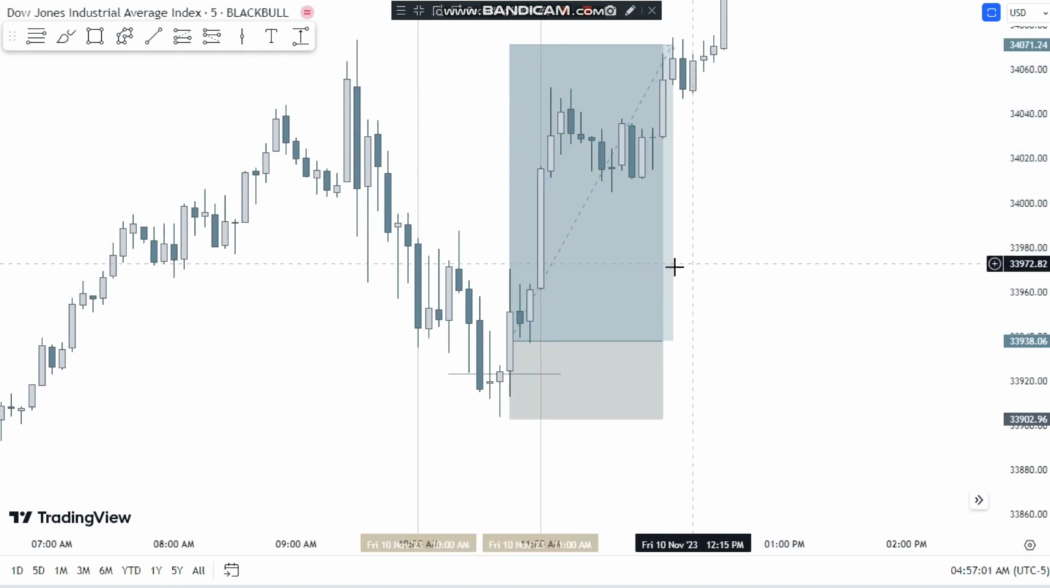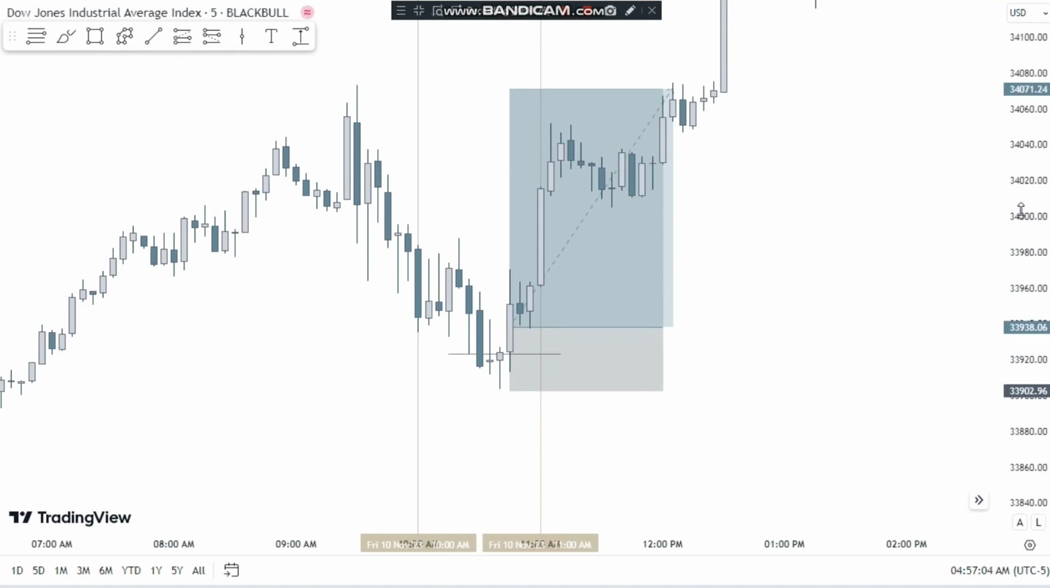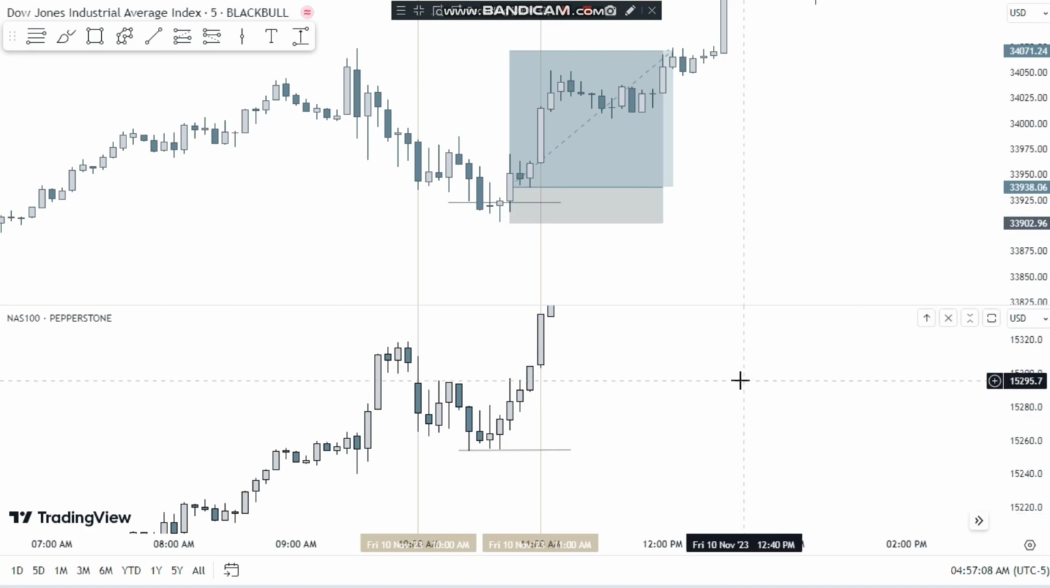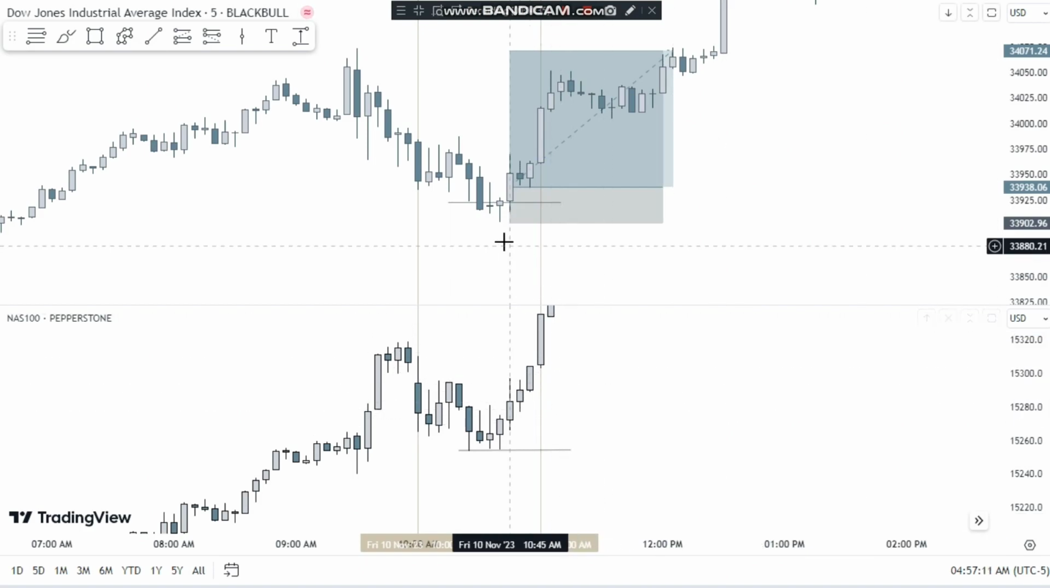So this was all about my silver bullet strategy. I hope it makes sense. If you have any confusion, you can ask me. I have tried to explain it as simply as I could.